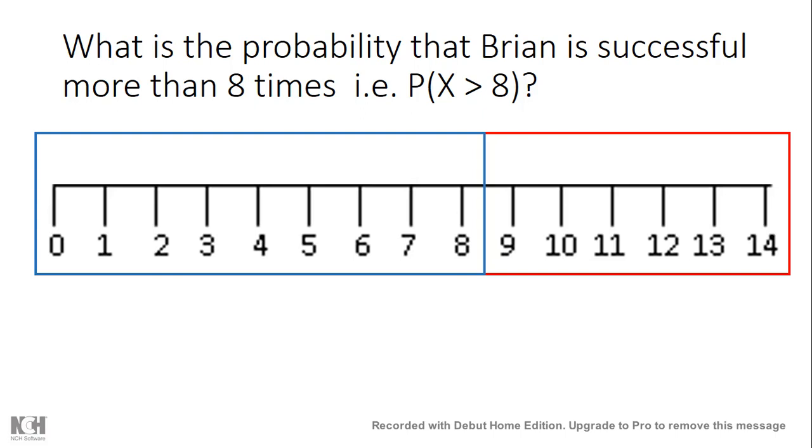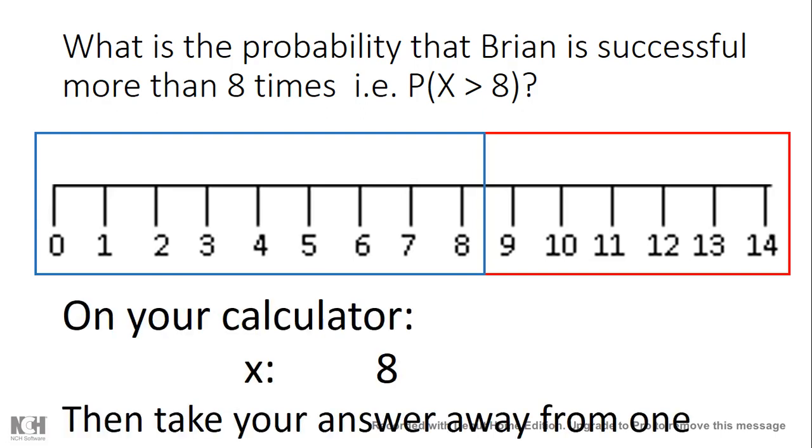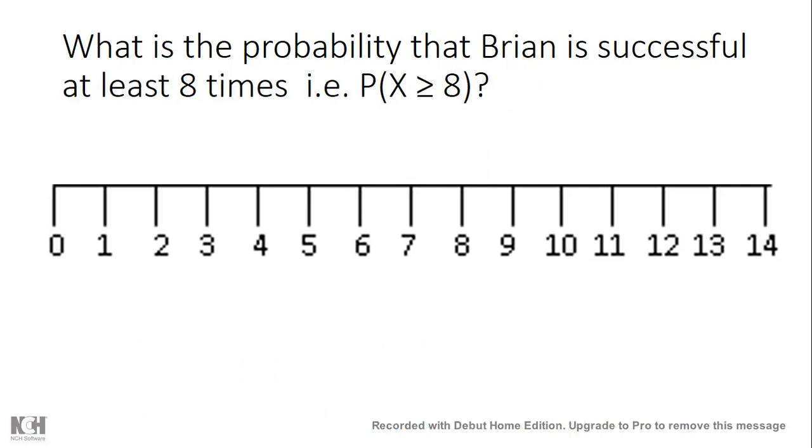So we calculate what's in the blue box, everything else is in the red box. So on our calculator we're going to go 8 because we want from 0 to 8, and then we're going to take those options away from 1. So on your calculator, use BCD, make your x value 8 and take that away from 1. Yep. Okay. At least 8 times.